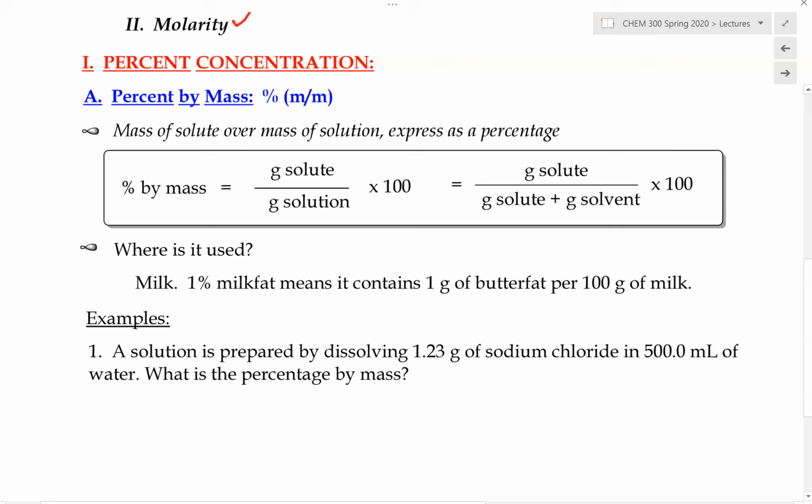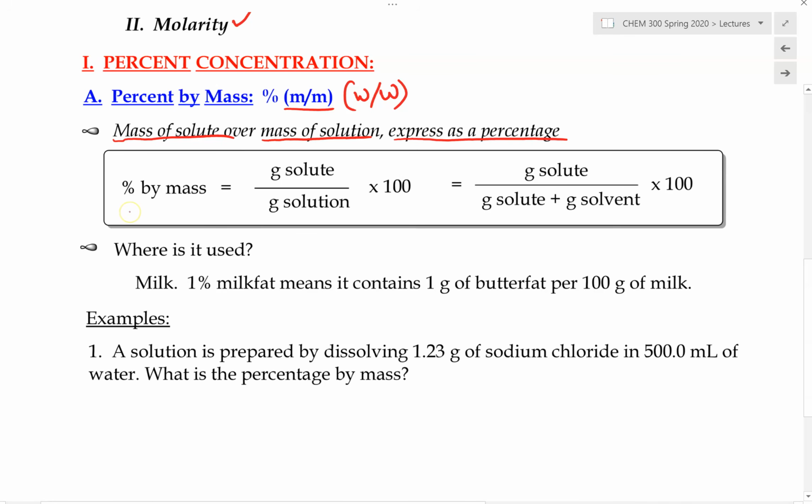So first one, the percent by mass. To abbreviate this, we can write percent m over m. So m over m means mass over mass. Sometimes we can also write weight over weight as well. Percent mass over mass and weight over weight are essentially the same thing. And in this method, we are expressing the mass of solute over the mass of a solution, and now this is being expressed as a percentage.